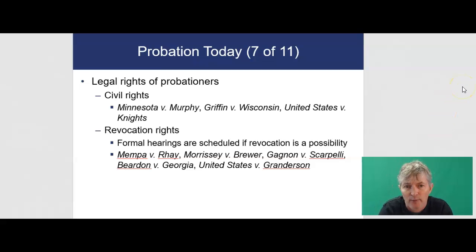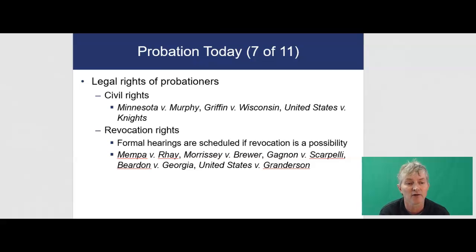Some legal rights for probationers, of course, exist. We think about this in reference to civil rights and revocation rights. In reference to civil rights, the relationship between a probationer and a probation officer is not confidential. Therefore, anything a probationer tells a probation officer may be turned over to the police. This was decided in Minnesota versus Murphy in 1984. A probationer's home may be searched without a warrant because the probation department has in mind the welfare of the probationer and must respond quickly to the evidence of misconduct.